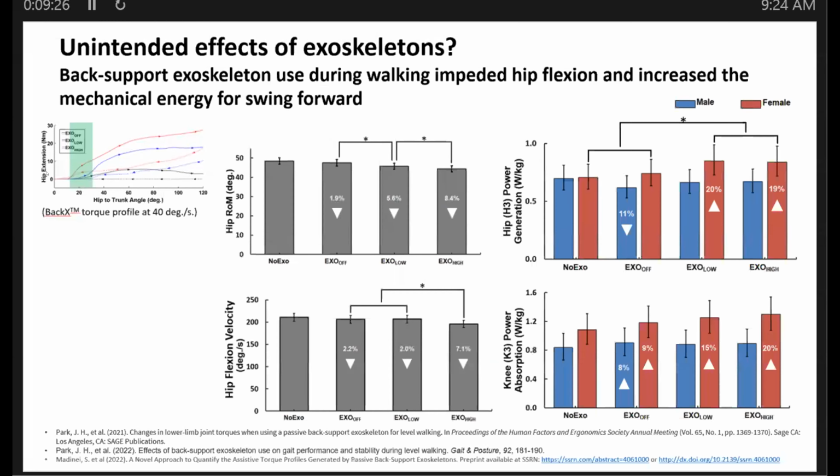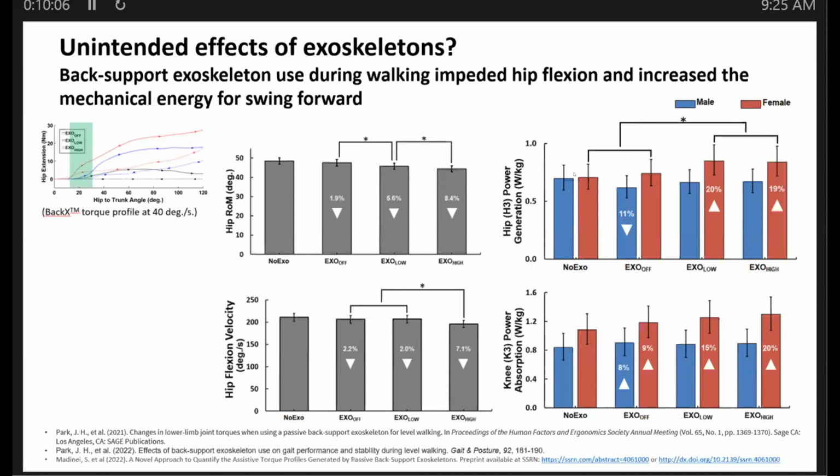And the major findings were that because the exoskeletons are generating assistive hip extension torques as a person is using them for these specific industrial tasks, the same hip extension torques happen to also impede hip flexion and increase the mechanical energy needed for swing forward when you're applying them to gait. So the idea here is that if you were an industrial user wearing an exoskeleton, it's not like you're going to stand in one place and only bend and not do anything else, right? So even if you were to walk about your workplace, we wanted to ask, is there anything that you should be thinking about? So there were some small changes in hip range of motion and hip flexion velocity.